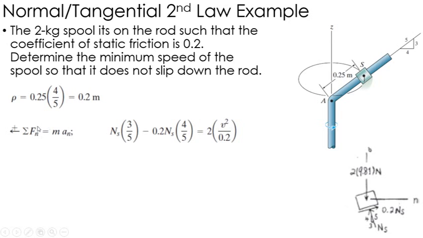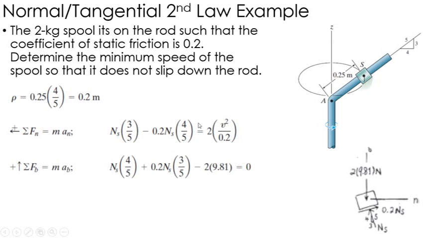So I sum the forces in the normal direction, that's the horizontal direction. I'm going to have 3/5 times my normal force. Then I'm going to have my friction force, which will be 4/5 times 0.2 times the normal force. Again, that's 4/5 for the horizontal. That's going to equal my mass, 2 kilograms, times my acceleration, which is v squared over rho, where rho is 0.2, the perpendicular distance from the z-axis.